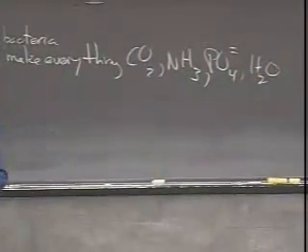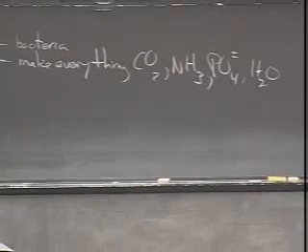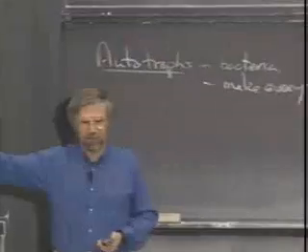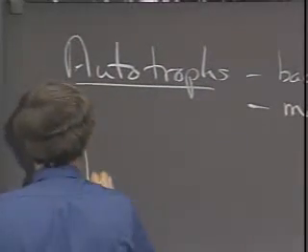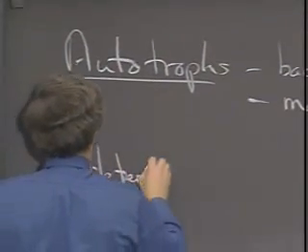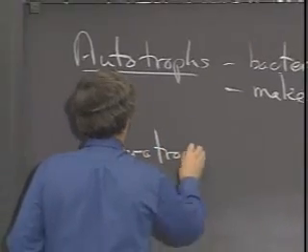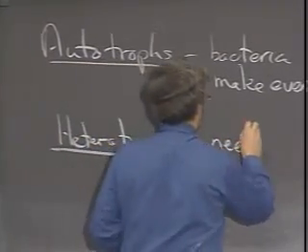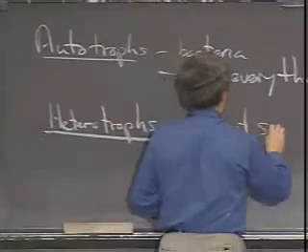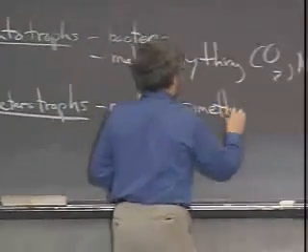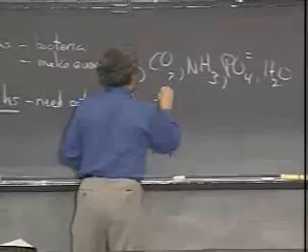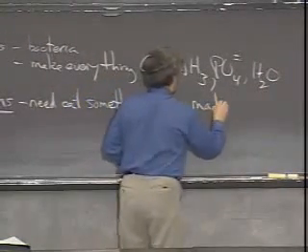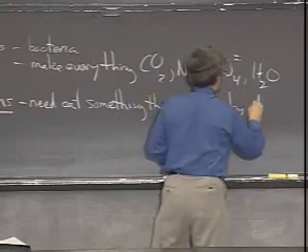So for example, a bacterium that lives out in the open ocean is able to make everything from those very, very simple basic building blocks. Heterotrophs need to eat some things made by other organisms.